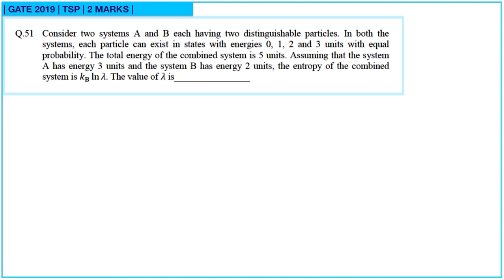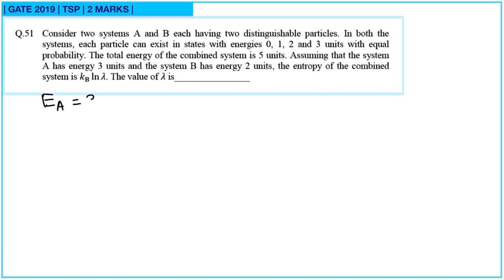Consider two systems A and B, each having two distinguishable particles. In both the systems, each particle can exist in states with energy 0, 1, 2 and 3 units with equal probability. The total energy of the combined system is 5 units. Assuming that system A has energy 3 units and system B has energy 2 units, the entropy of the combined system is kB ln lambda, where the value of lambda is.